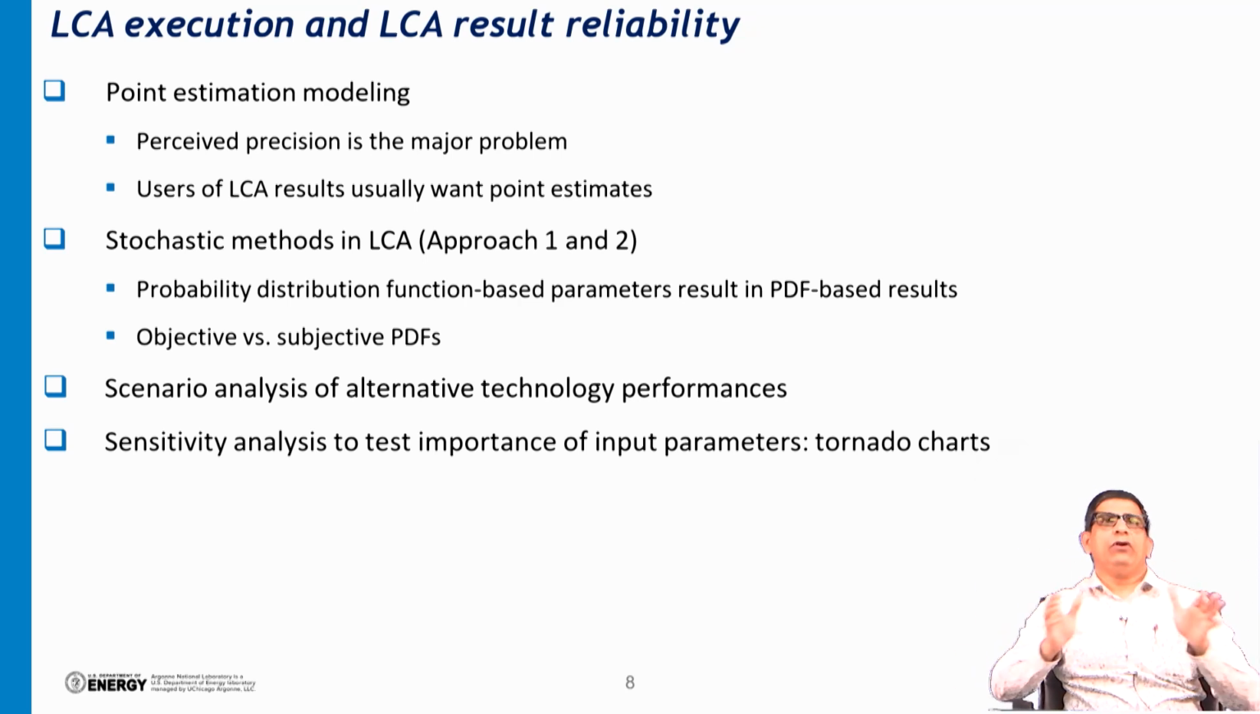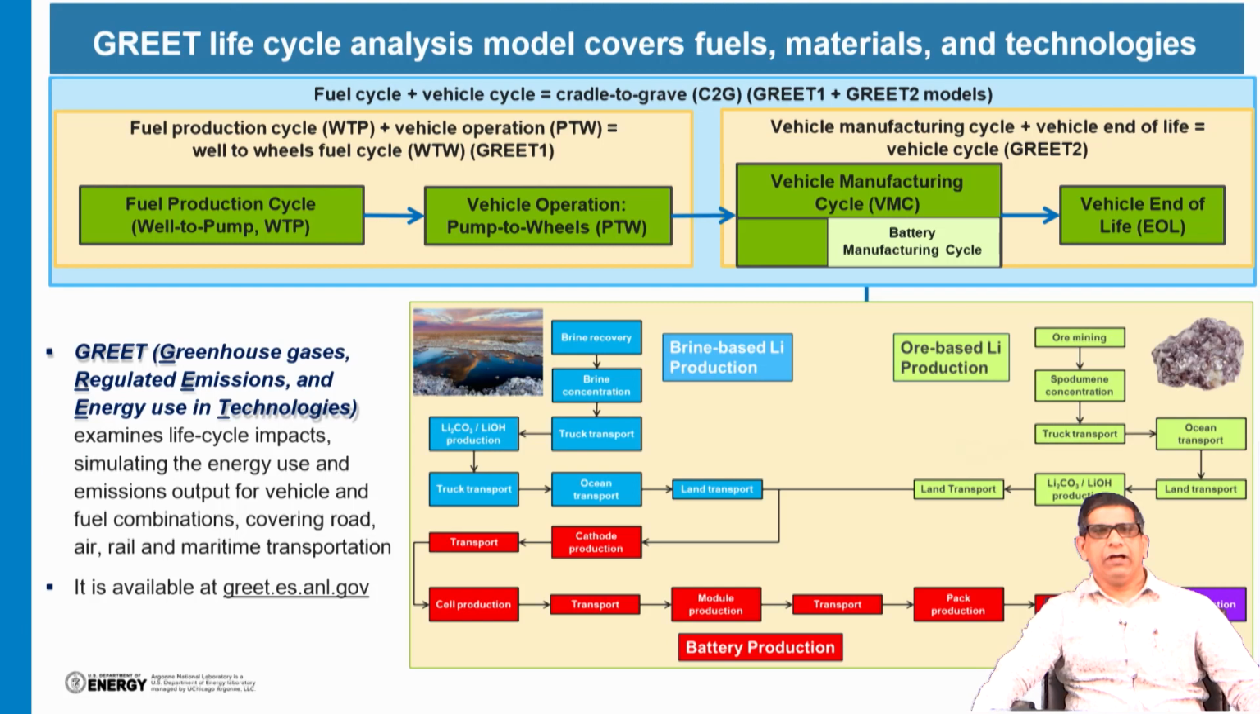So, when we look at LCA in terms of execution and results reliability, we look at the precision, like perceived precision is the major problem. So, point estimation modeling, that is, users of LCA usually want point estimates. So, in terms of how much emissions will be coming out at this point versus that point, which gets a bit confusing. So, there are stochastic methods in LCA in approach 1 and 2, where probability distribution functions are used, and then objective versus subjective PDFs are done there as well. Scenario analysis could be done, sensitivity analysis. So, these are all there in our GREET model.